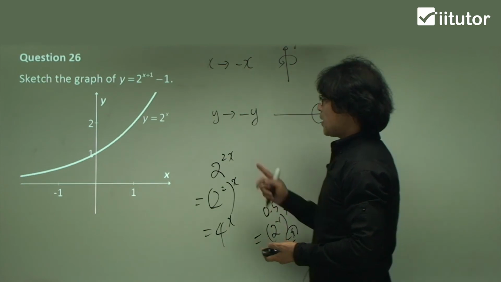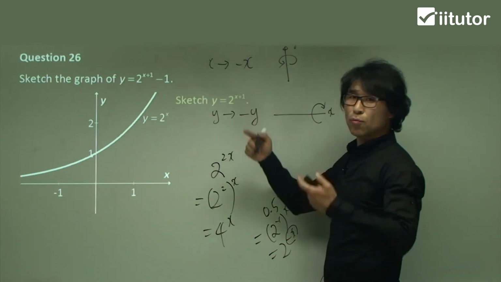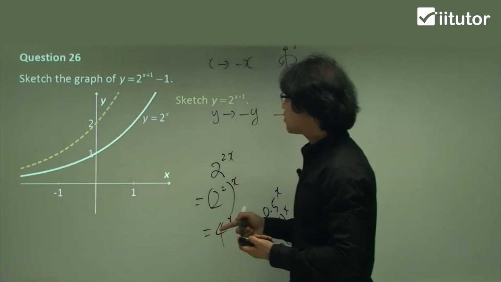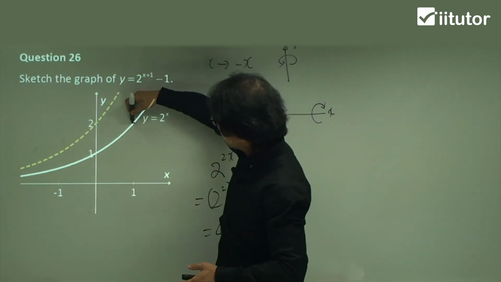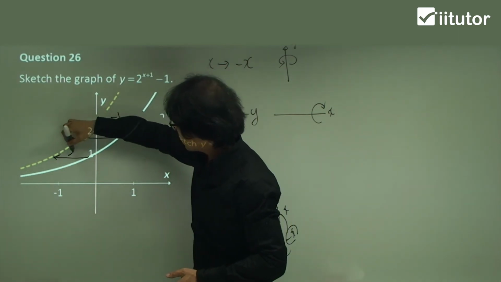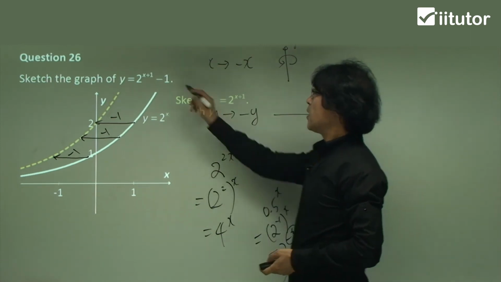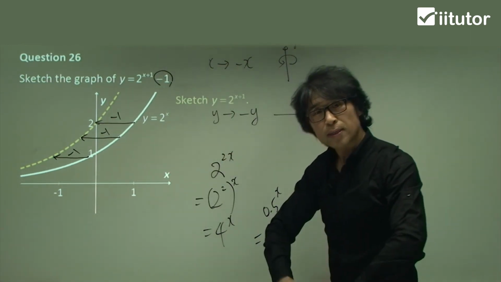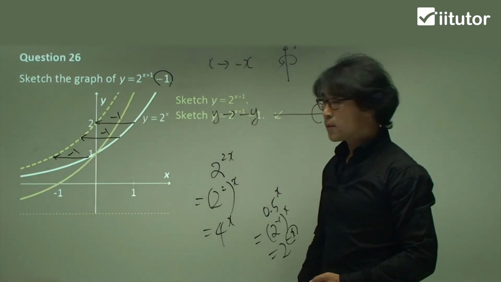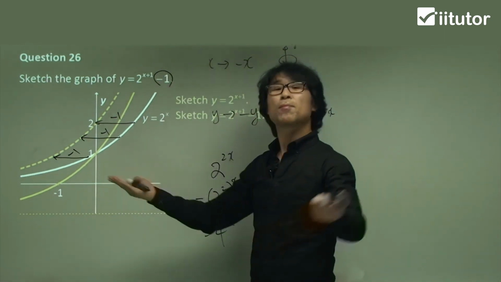26. You need to do it in two steps. Firstly, we sketch 2 to the x plus 1. What's the transformation? It's translated to the left-hand side by 1. So this point moves here, negative 1. Any point moves negative 1, completely to the left-hand side. And this one is taken down by 1, so the yellow graph will go down by 1, underneath it. So that is the answer. And don't forget to do the asymptote because it's taken down by 1.